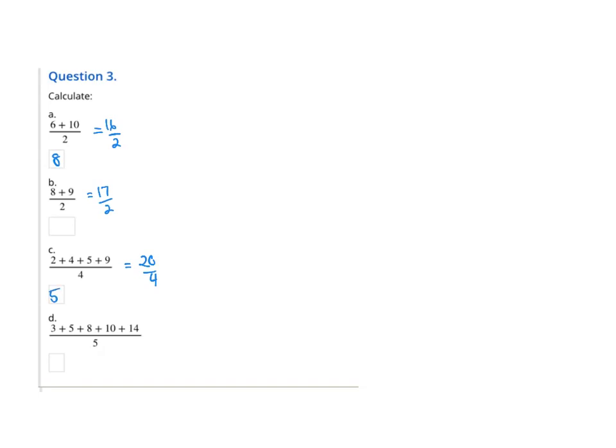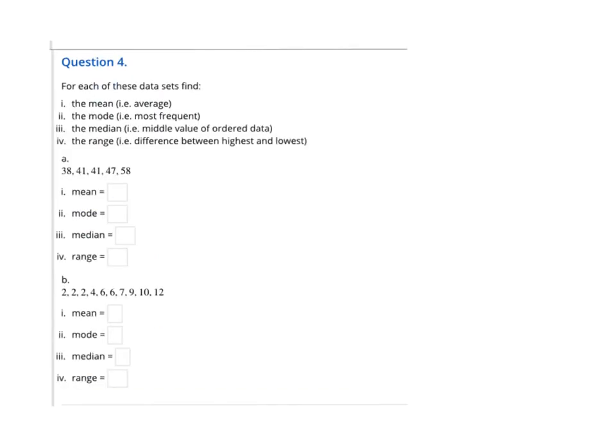And what about these ones? 8, 16, 26, 40 over 5, which is 8, good. Awesome. Just making sure that we remember when we use some formulas. All right.